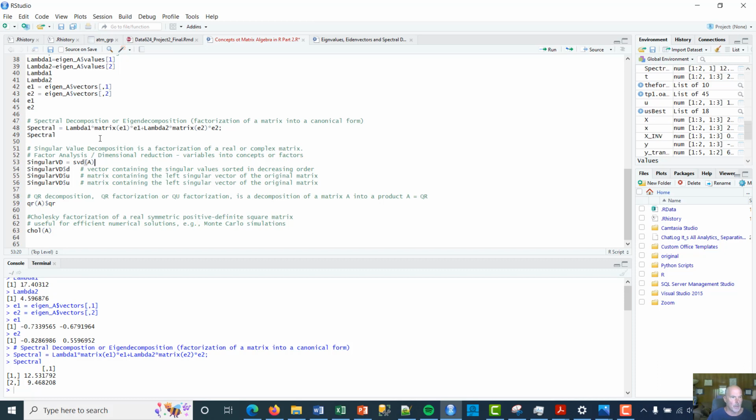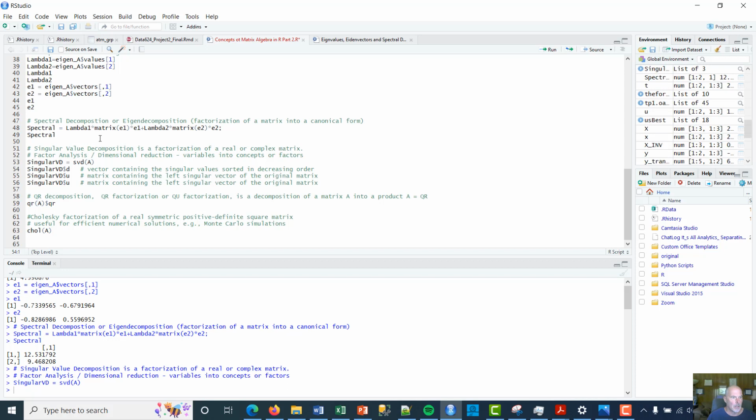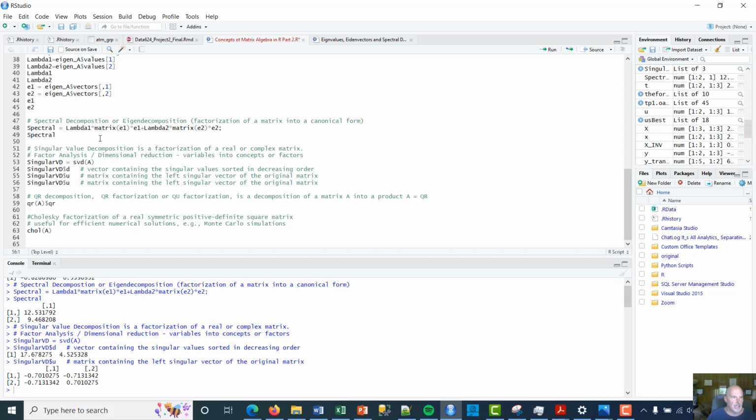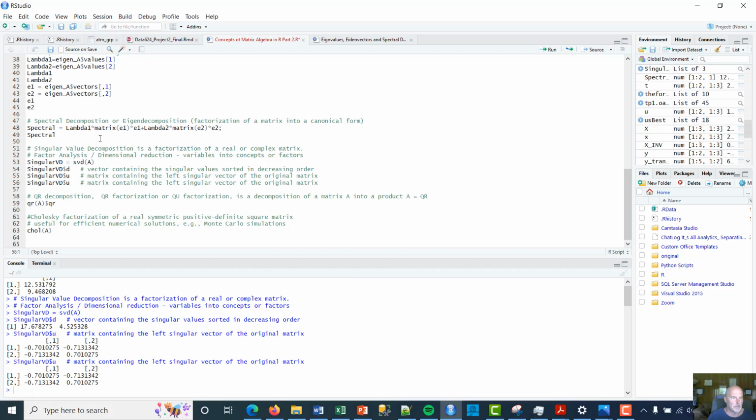So how do we do that? We use this SVD function, and there are 3 values that are returned. We get the vector of the singular values sorted in decreasing order, and you can see that in the console, 17.7 and 4.5. And then also the matrix of the left variable, the original matrix, and then the corresponding right as well.